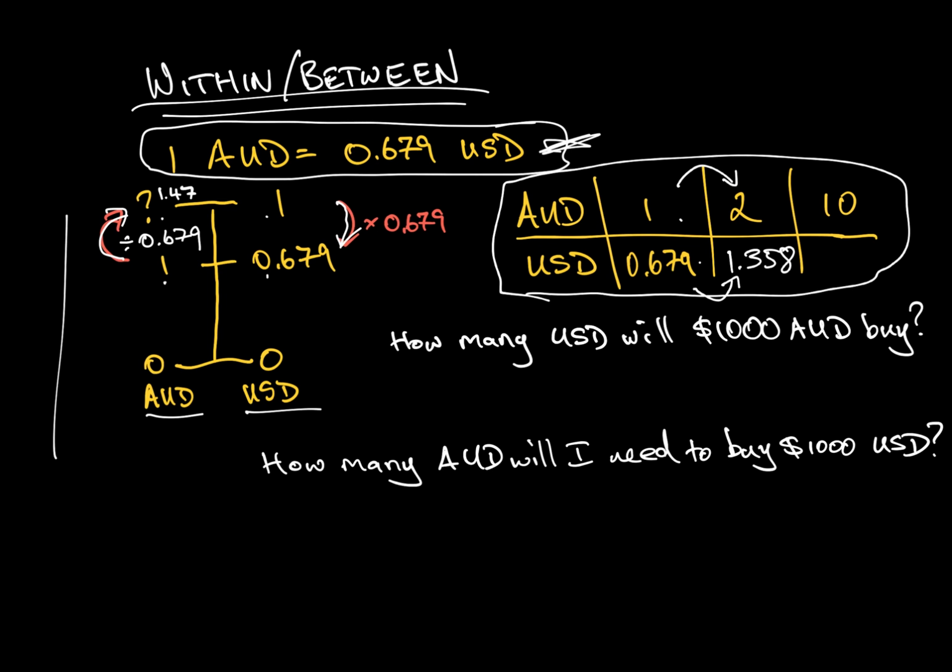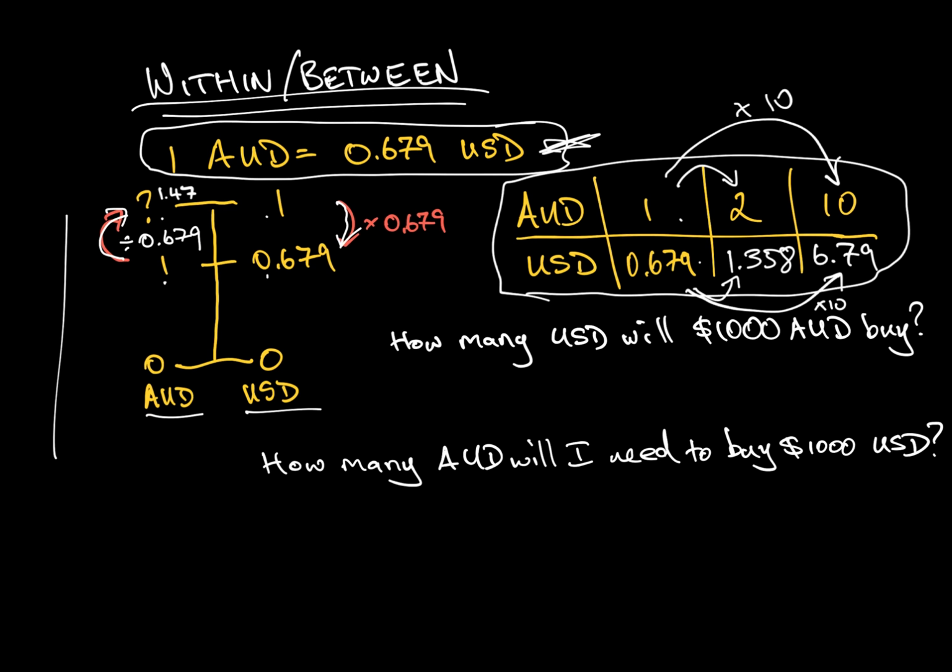Similarly, if we're going to look for 10 Australian dollars, we're multiplying by 10 across the top. In proportion, we'll multiply by 10 down the bottom, and we'll get 6.79 US dollars. So it's pretty handy. We can use these graphical representations along with the within-between strategy to help us work with currency exchange, to move between or within the different currencies we're interested in.